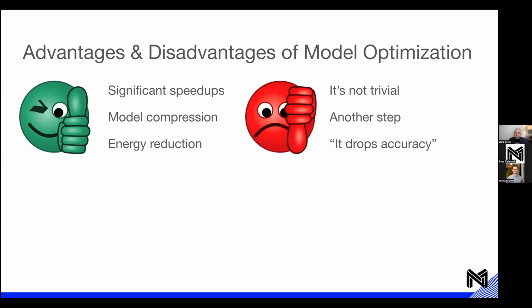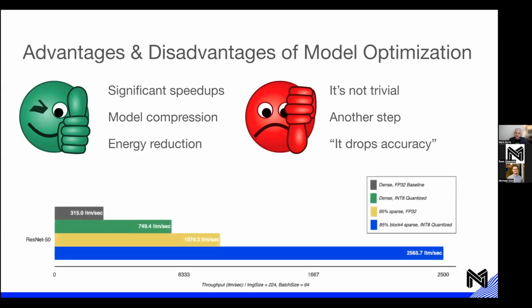To show the significant speedups that we get, and also to speak towards the dropping of accuracy, here are some results that we have for a ResNet 50 model. So an image classification model. What we're able to do to optimize this model, these all get within 99% of the accuracy of our baseline, gray here. But you can see that we can go all the way from 315 items per second to, once we prune and quantize the model, all the way up to 2,500, right? So a significant improvement in performance that makes it much cheaper to deploy, much faster to deploy, and takes less energy as we're running.